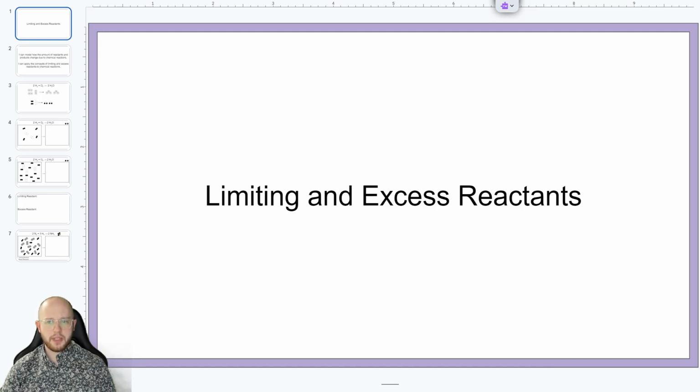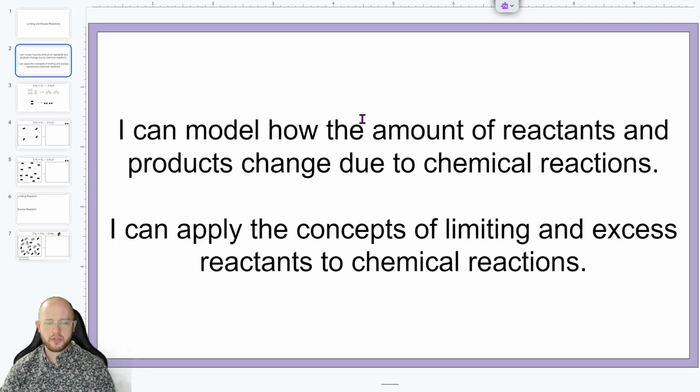We're going to be talking about limiting and excess reactants, what they are conceptually, and how they get applied to chemical reactions. To do it, we're going to start with modeling some reactions to show how the amount of reactants and products change. It's kind of similar to what we've done in the past, however, we're going to be varying the amounts that we have. We're going to use those models to introduce this idea of limiting and excess reactants, this vocabulary term, and then we're going to start to apply them to specific reactions.